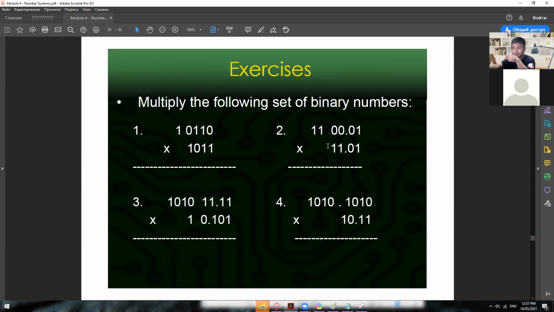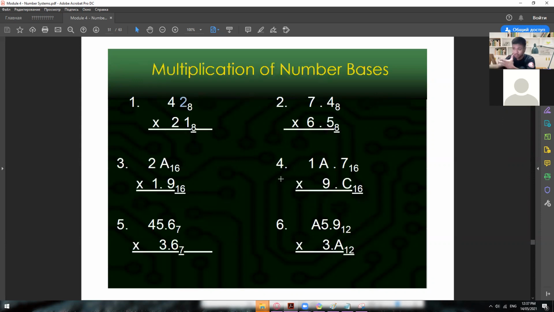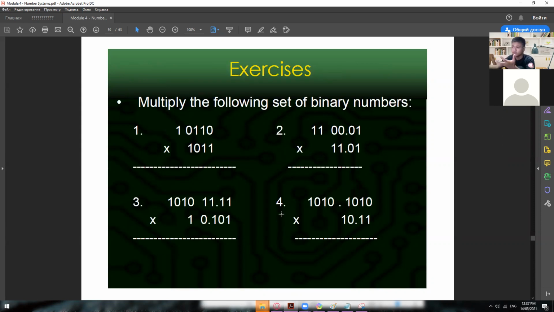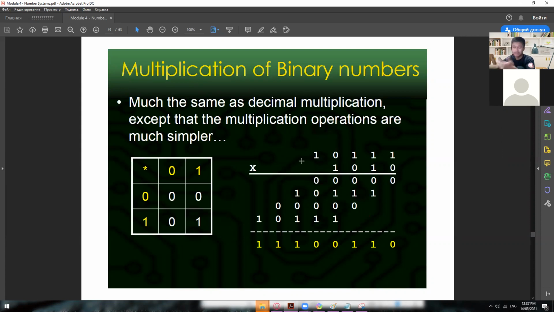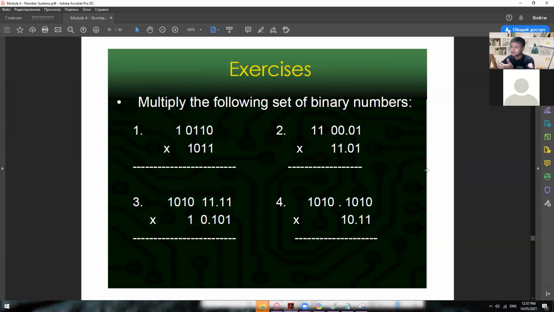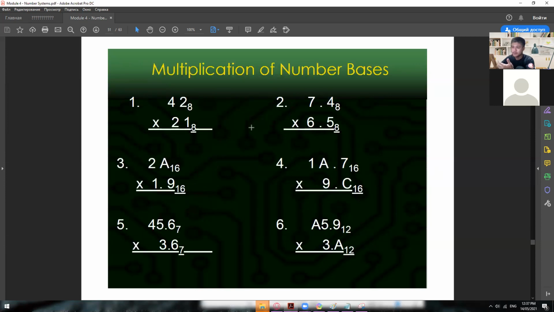Okay, something like this. And then whatever is the result down below, you're going to apply binary addition. So in here, if it's not in binary form, you have to convert it into binary before you can perform multiplication of binary numbers. So clear so far? That is very important. You cannot multiply this one as is. You have to convert this 42 into binary before you can multiply it.